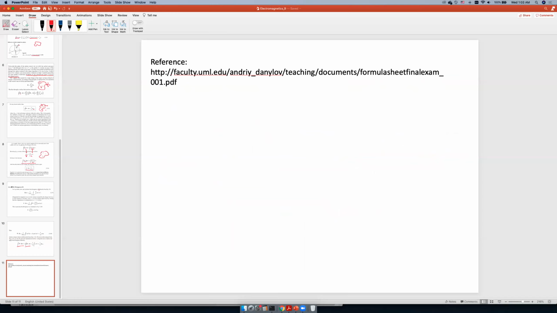Okay, so here is a reference of some useful equations. You might need some equations in this web page. If you want to download it, you can try.